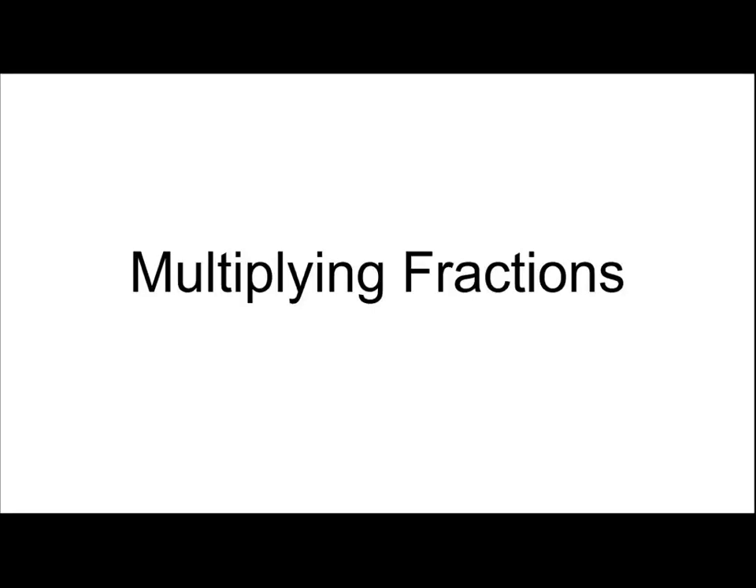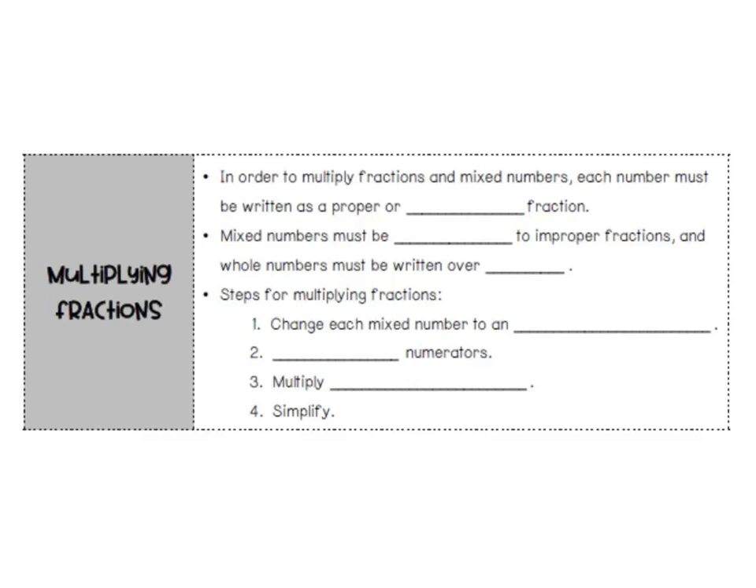We've looked at multiplying and dividing decimals, so now we're going to move into multiplying and dividing of fractions. In order to multiply fractions and mixed numbers, though, what you have to know is that each number has to be written as a proper fraction or as an improper fraction. We did this a little while back where we would change mixed numbers to improper fractions. You absolutely cannot use a mixed number to multiply or divide.